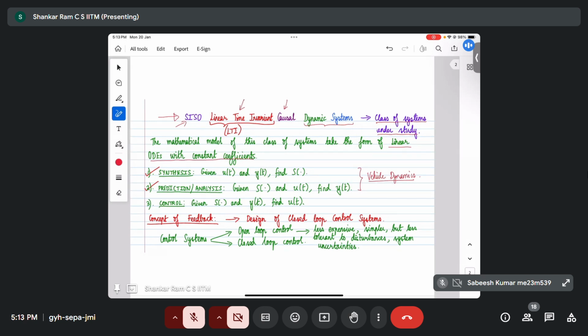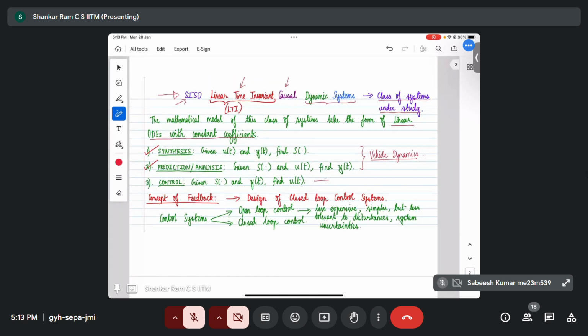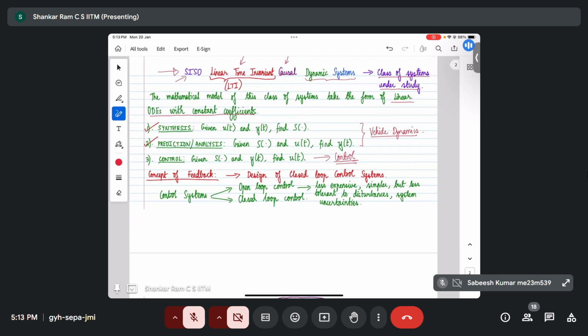But in this particular course, we are going to look at the problem of control. That is, you and I want a certain response Y or certain output Y. We know the system. The question is, what is the input U which will get me that output Y? That is what is meant by control. In this course on control of automotive systems, that is the problem which we are going to be focusing upon. And we are going to essentially look at what is called the concept of feedback. So what is this concept of feedback?